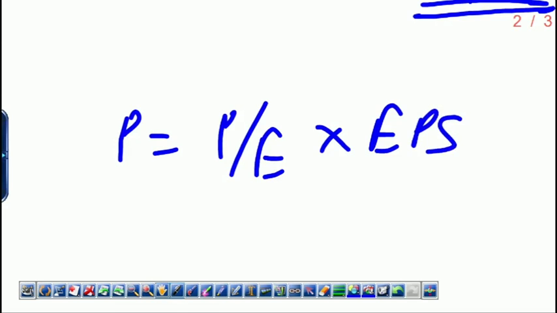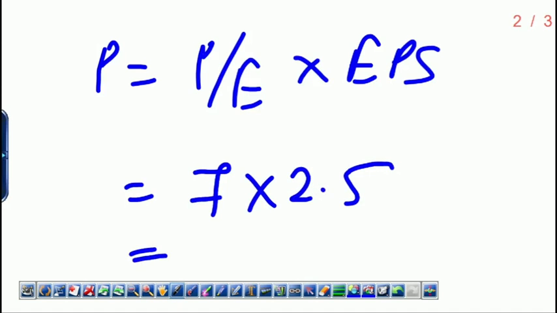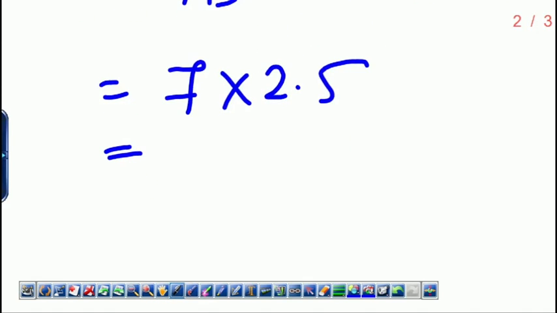You must be knowing that there are 2 types of P ratio, trailing and leading. When they say nothing, it's trailing. You multiply it by the current EPS. So P ratio is 7 times, EPS is 2.5. So what is the share price? The share price is 7 into 2.5, which is 17.5.